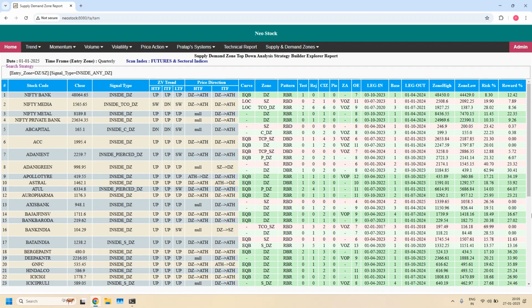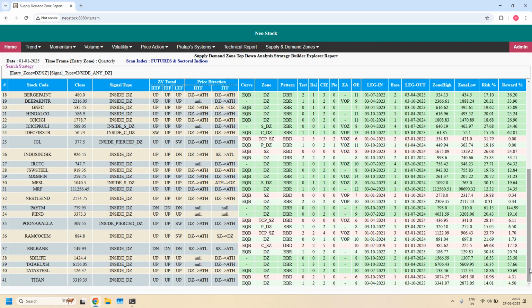Currently 41 stocks closed inside the quarterly demand zone. And these are the first 23 stocks in the list. I am scrolling the list down. NIFTY Bank is also inside the quarterly demand zone. So currently 41 stocks are filtered.